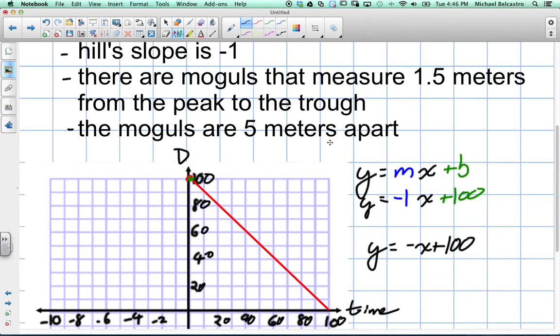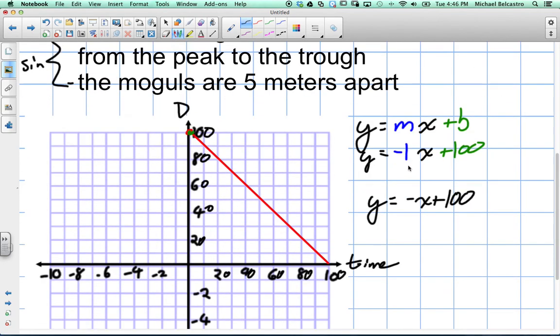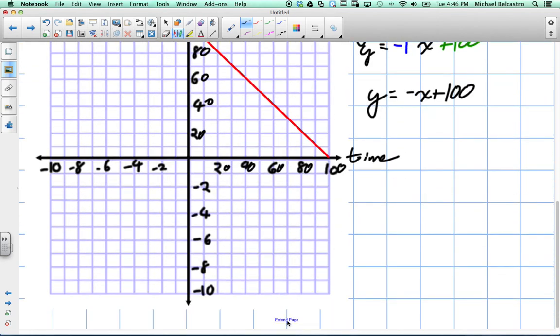The second part of our function, so that deals with this, is the linear part. We'll break this into the sinusoidal part. There are moguls that measure 1.5 meters from the peak to the trough. Essentially what that means, and I should get a different type of graph here.